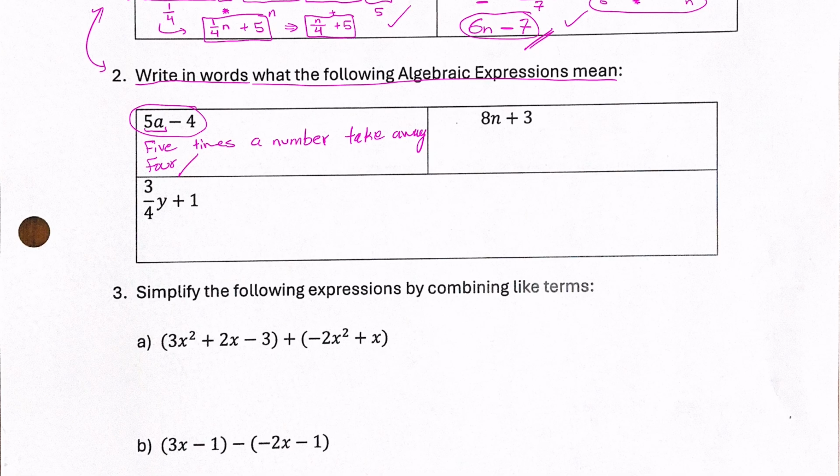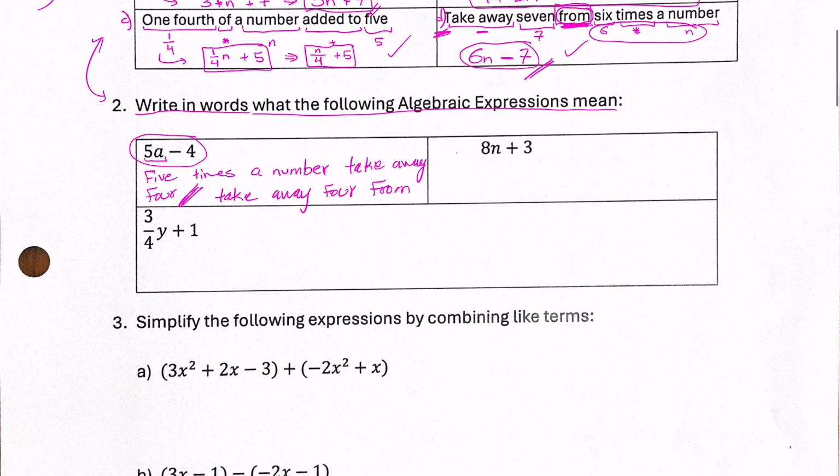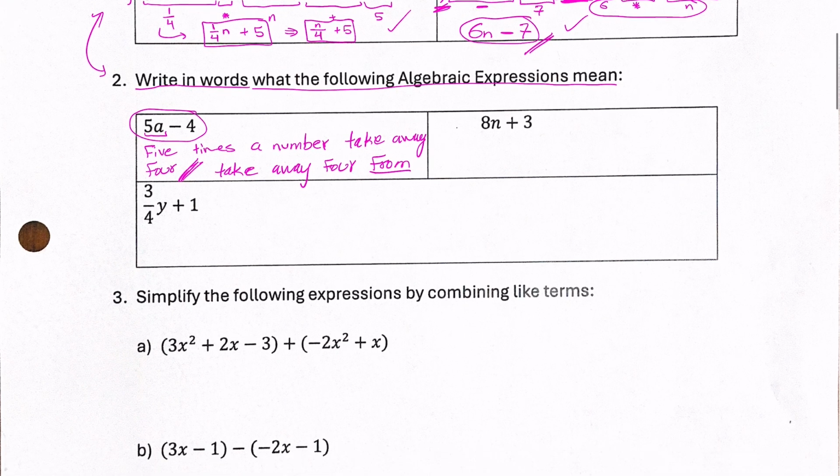You could also say take away 4 from 5 times a number. This is like an analogy to 1d. So I have take away 4 from 5 times a number. That is another way of writing that. Both are correct. So that's 2a, and we'll call this 2b, 2 ways of writing that.